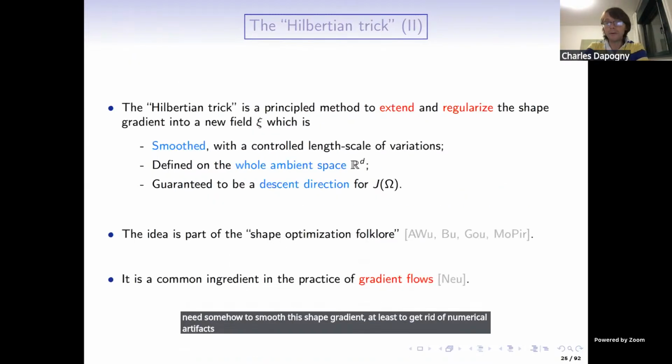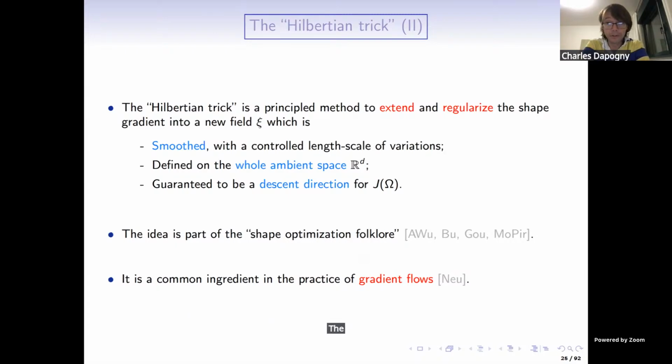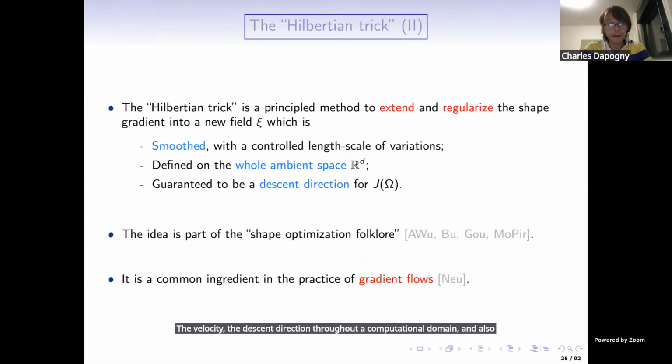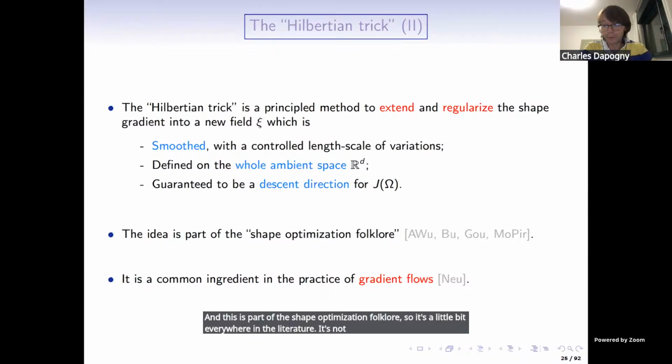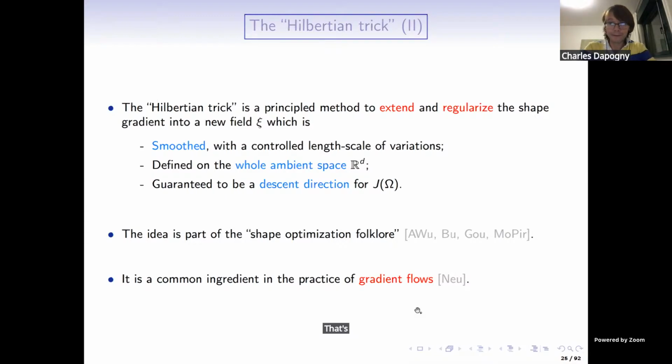And there is actually a very elegant, very principled way to achieve both features at the same time, meaning to extend the velocity, the descent direction, throughout the computational domain, and also to regularize it. And this is part of the shape optimization folklore, so it's a little bit everywhere in the literature. It's not easily found properly written somehow, and it's actually a common ingredient in the practice of gradient flows. So for instance, there is a very nice book of Neuberger about Sobolev gradients that you can find in the bibliography at the end of the slides.